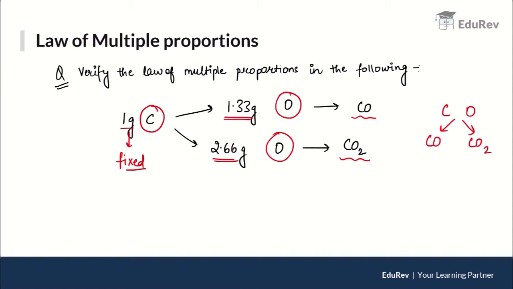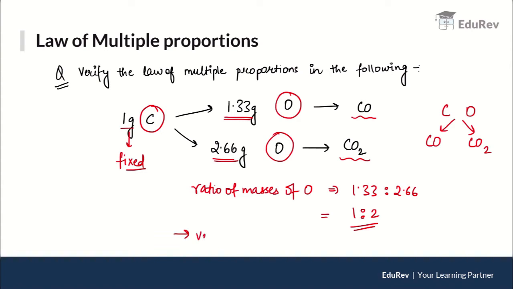So let us find out the ratio of masses of oxygen. It comes out to be 1.33 is to 2.66. If I see the simple ratio, then it comes out to be 1:2. Since it is a whole number ratio, therefore this law is verified.